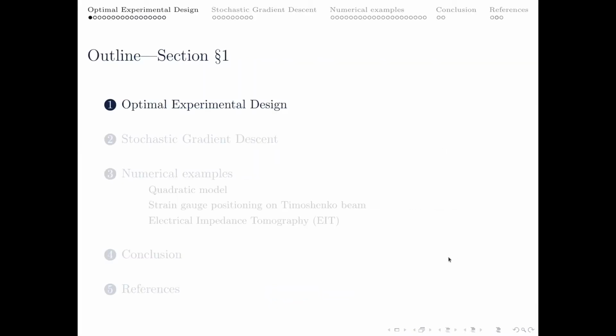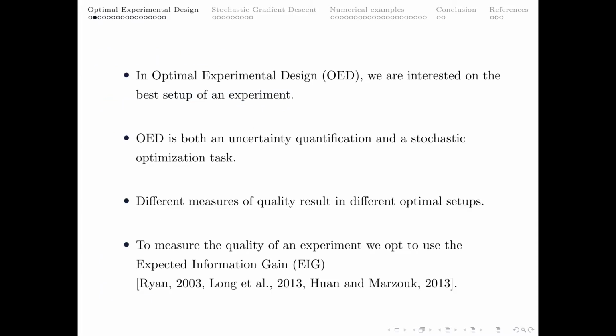I will start by introducing what optimal experimental design is and how we model our experiments. Then I will proceed with the numerical methods that we use for optimization, stochastic gradient descent methods, and proceed with some numerical examples.